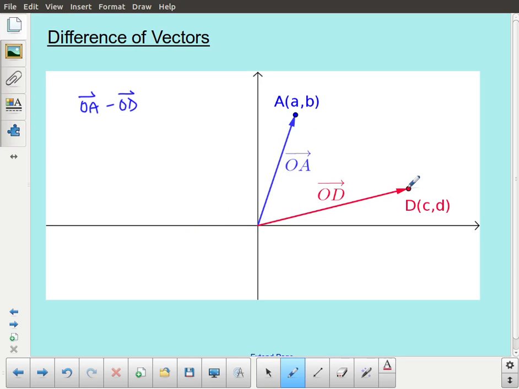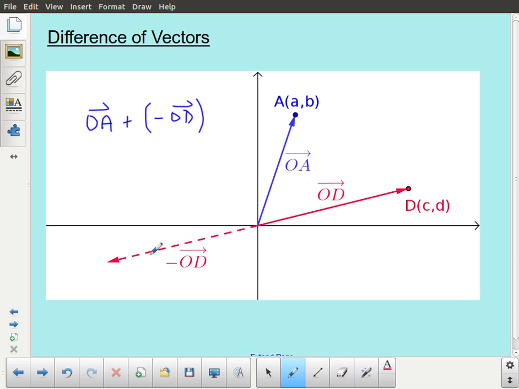Well, here's my vector OD, so the reflection of that is going to be negative OD. So here we have that. I've put that in software using a dotted line to represent the negative vector. And that means my OA minus OD is actually the same thing as OA plus negative OD.